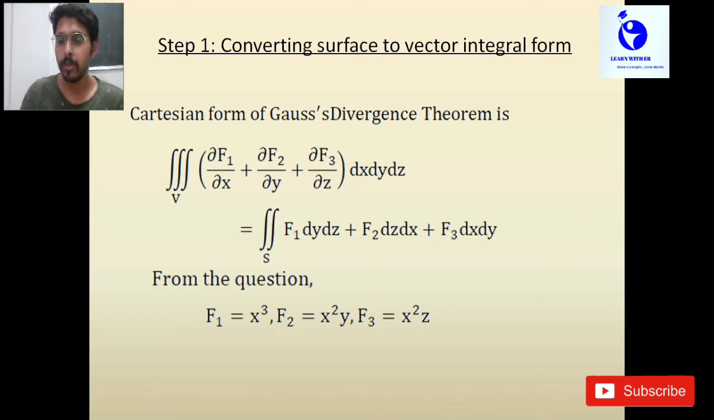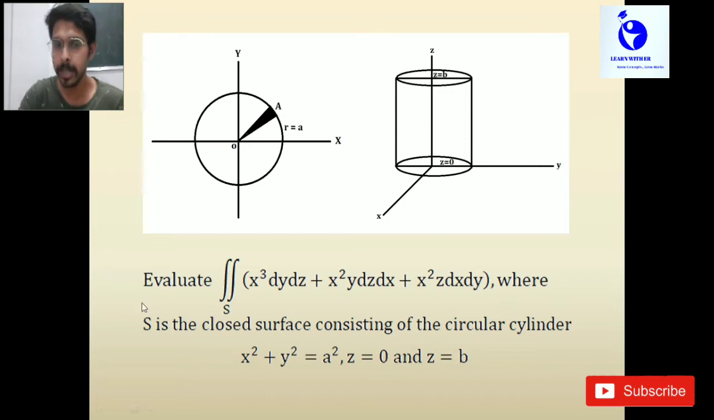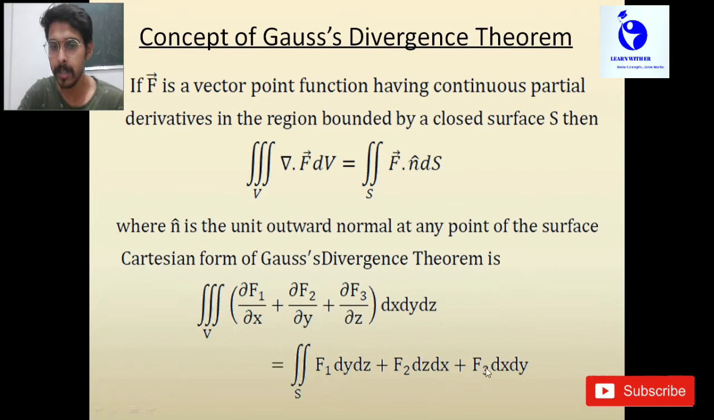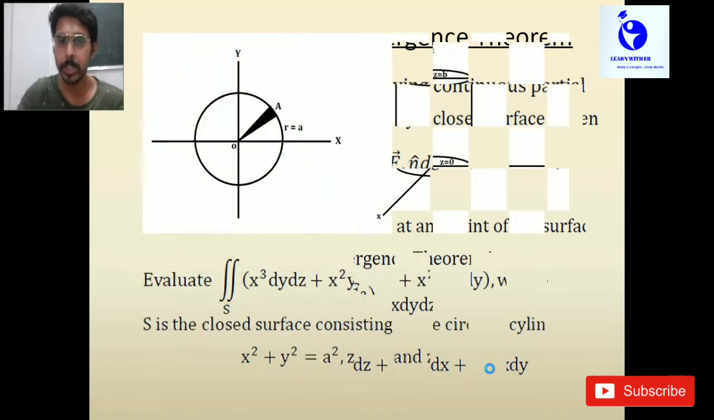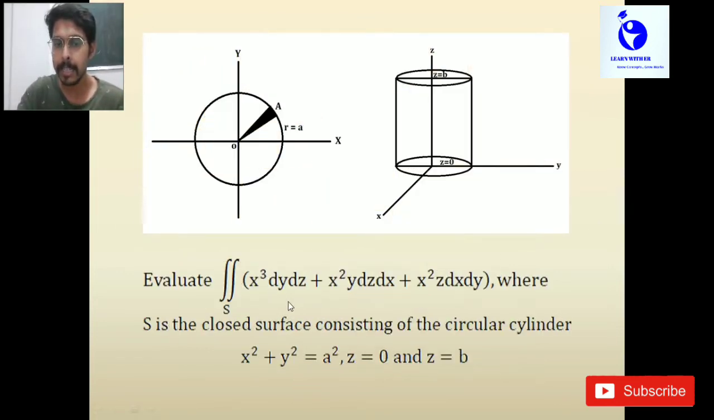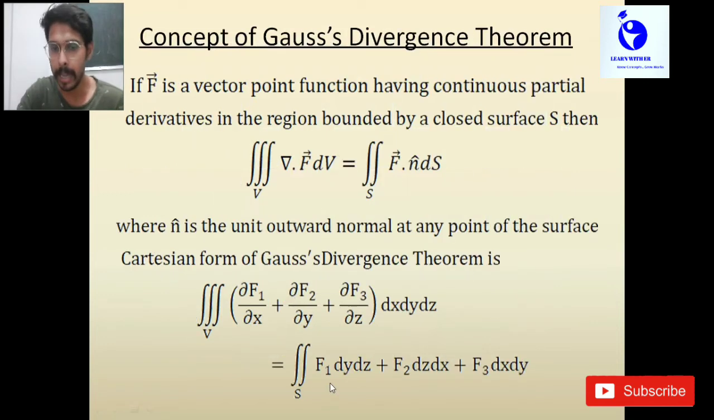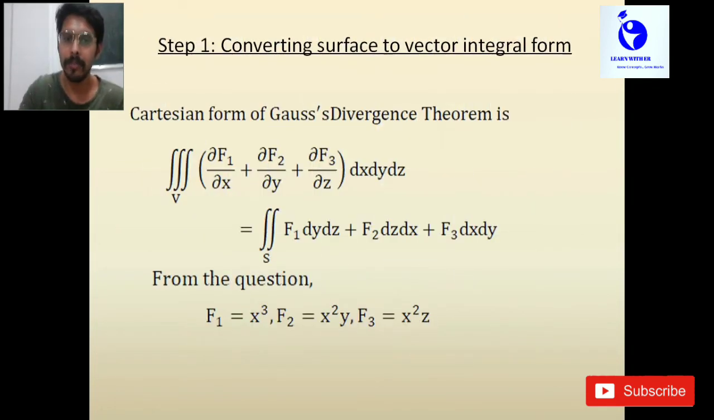Now if you watch carefully, as I've already mentioned, this equation is exactly the same as the pattern of this one. So if I relate this equation with this equation, then I can get the idea of what the values of f1, f2 and f3 can be. We just have to exclude this dy dz, dz dx and dx dy. So we have concluded that the values are x cube for f1, x square y for f2 and x square z for f3. These are the three values which we have picked.